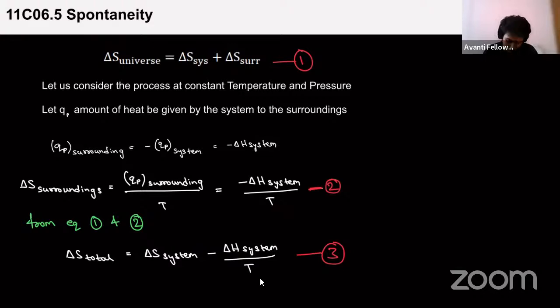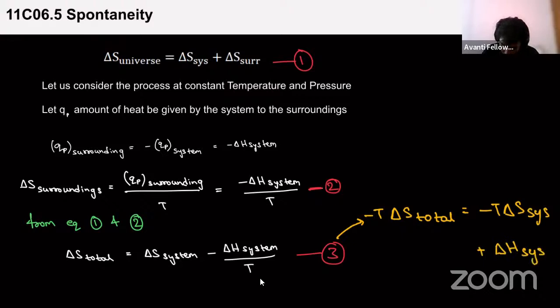Now, if I rewrite this equation, let's say I'm changing the negative terms to the other side. That means I'm getting minus delta S total equals minus delta S system plus delta H system by T. And if I multiply with temperature, what happens? This third equation, we will be getting as minus T delta S total is equal to minus T delta S system plus delta H system, right? Now, we take this one as our third equation.